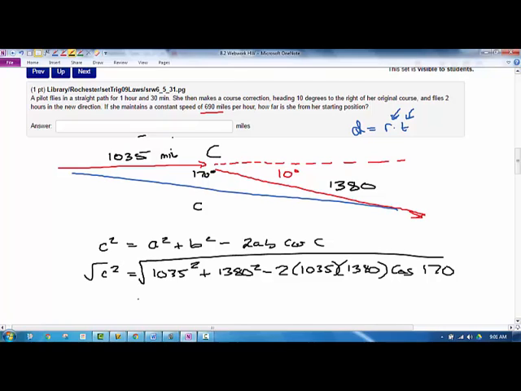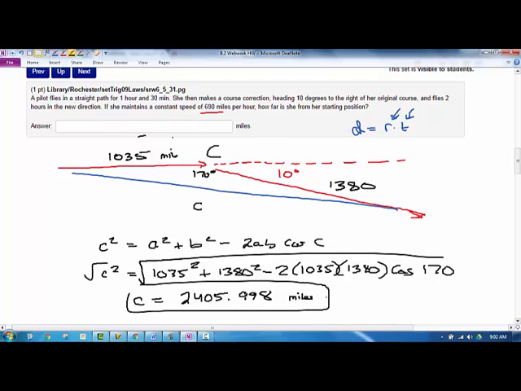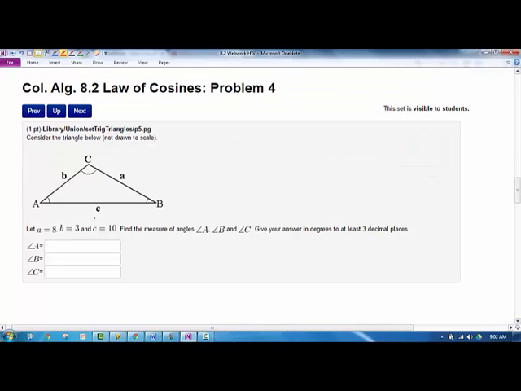So then take the square root of both sides, and you can type this right into your calculator, and it gives 2,405.998 miles. Okay, the next question says if A equals 8, if B equals 3, and if C equals 10, find the measures of angles A, B, and C. Give your answer to at least 3 decimal places.